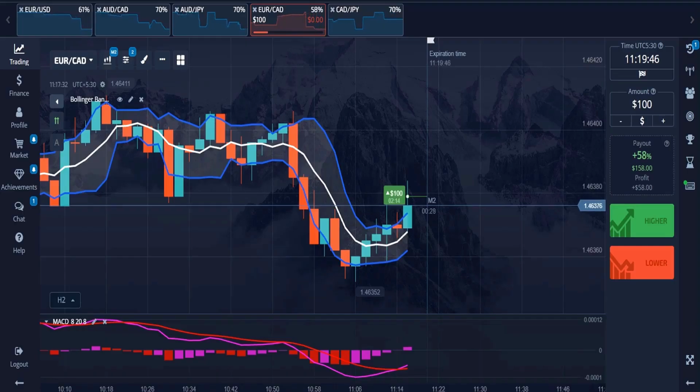So now, instead of rushing, I will stay patient and let this candle complete. Once the candle closes, I will carefully recheck all conditions, and if everything still matches, I will enter the buy trade on the next candle only. This is exactly how we maintain discipline and trade safely.